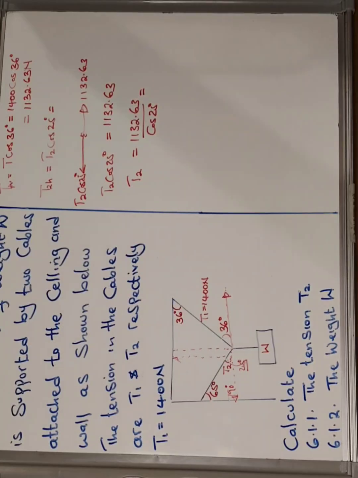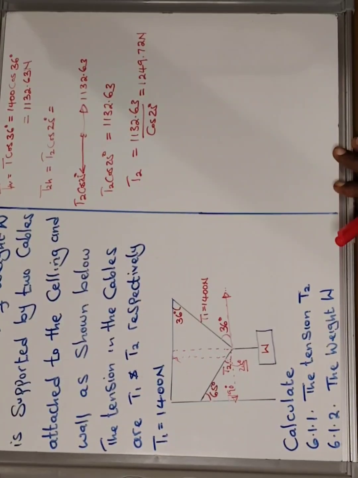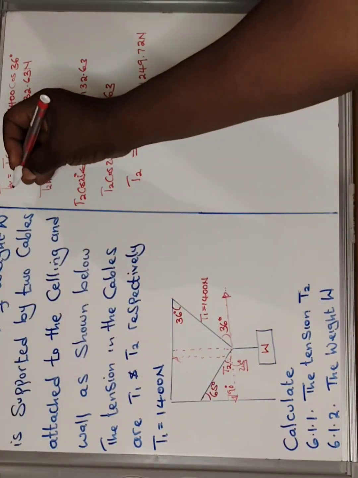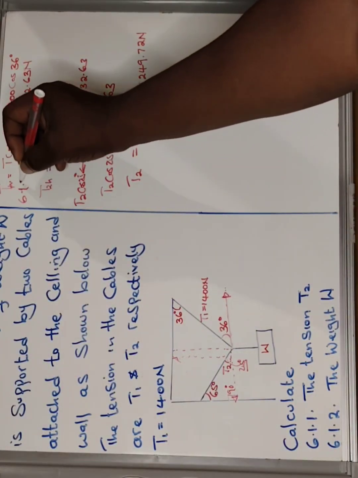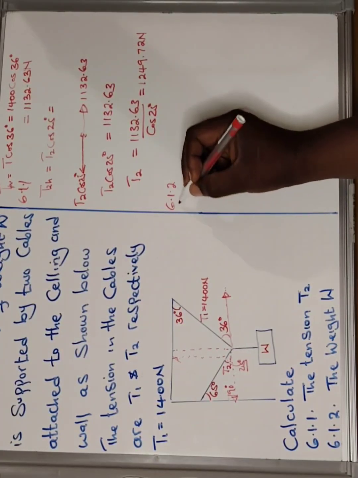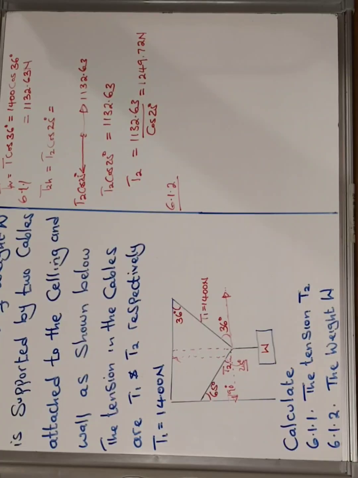Okay, let's get that one. Yeah, so the answer we get is 1249.72 newtons. That is T2. Okay. So what we have just done is 6.1.1. So what are you going to do? You're going to do 6.1.2. What does it want? It wants the weight W of that mass.